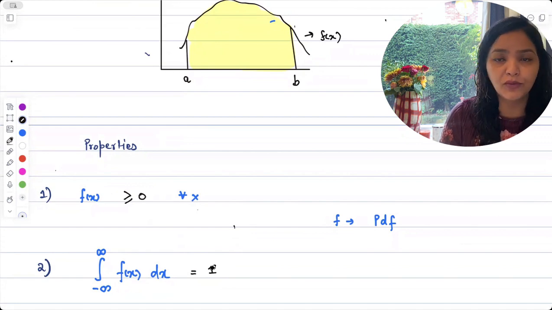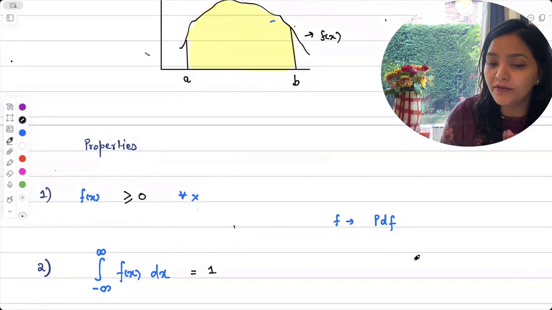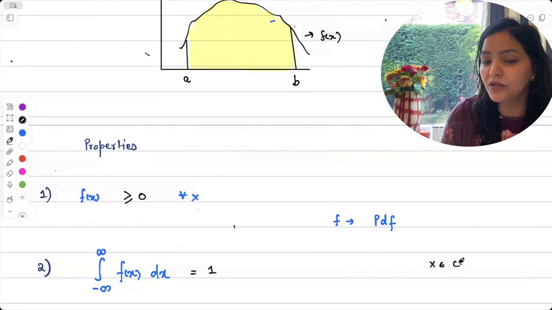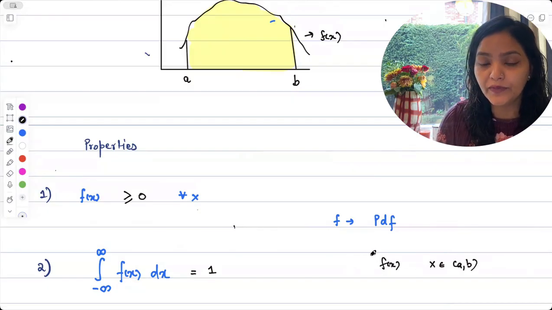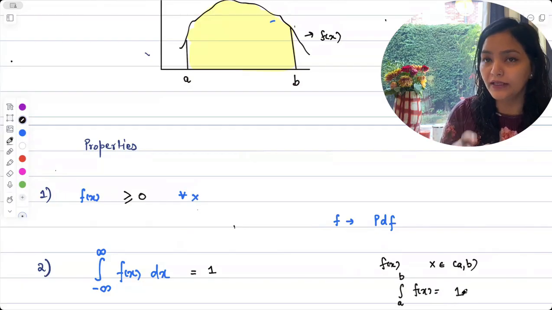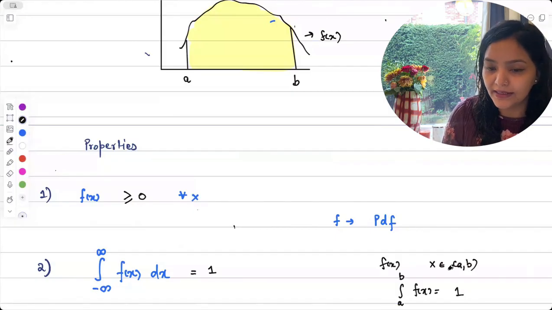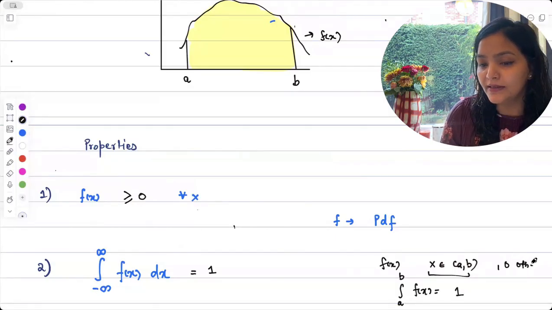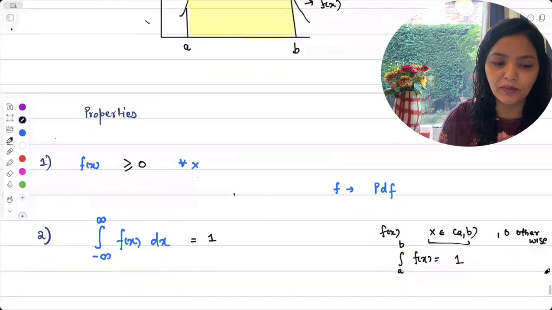Try to understand: if your random variable has been defined to be a certain function when x belongs to AB, then the area under AB will be equal to 1, the entire area, because that's the only domain, and it's 0 otherwise. So this is what it will be.